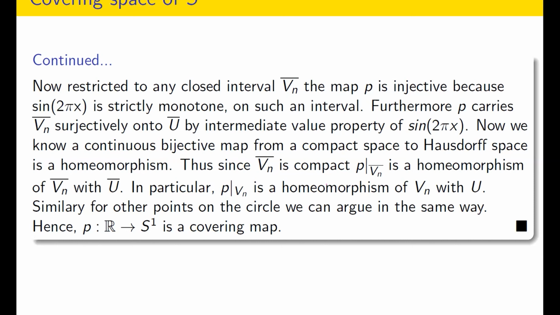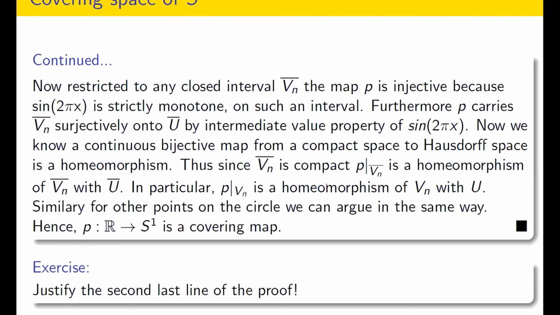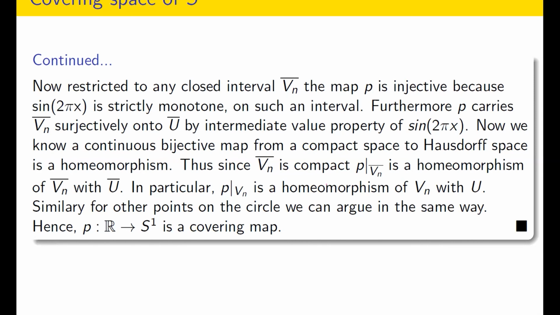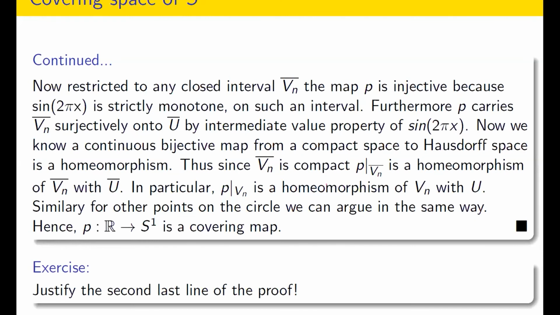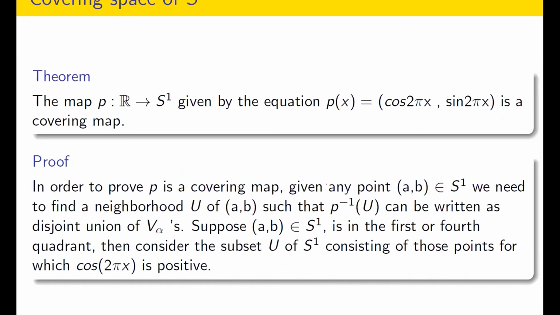Okay. So now the exercise is to justify the second last line of the proof. That is, similarly for other points of the circle, we can argue in the same way. How can we argue? We have to change the U. That is the idea. Here we took AB here, so we took this U. Now if AB is somewhere else, what you should take, that you can think. So that is an exercise. Okay, so this P is a covering map that we proved.